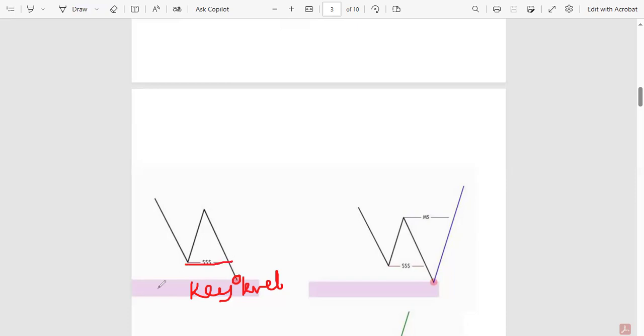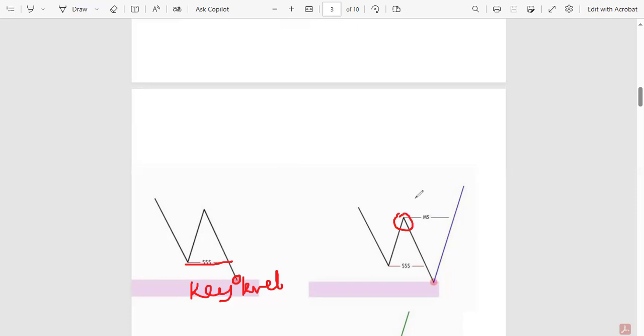First, look for the key level. The second thing is look for liquidity sweep. Okay, and if you have checked and you have seen the liquidity sweep, then you can go to the medium time frame and wait for what? Market structure shift. Okay, check for market structure shift.